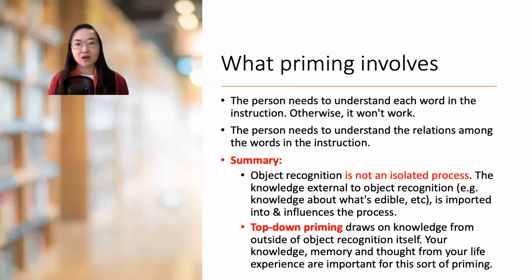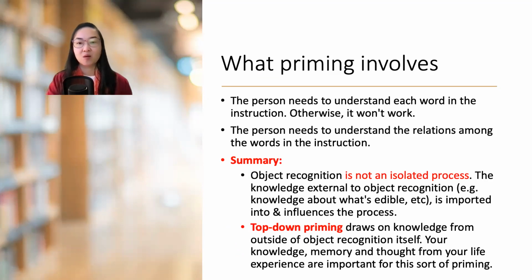What about priming? What does priming involve? The person needs to understand each word in the instruction, otherwise it won't work. For example, if you do an experiment in, let's say, Swedish, but the participant doesn't understand Swedish, then it won't work. The person needs to understand the relations among the words in the instruction.